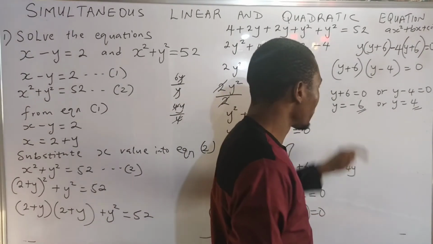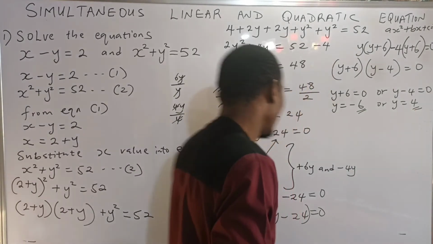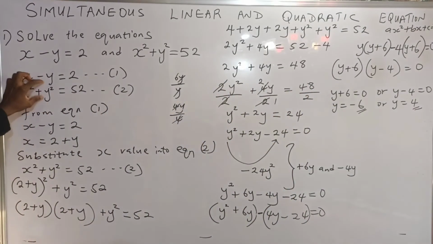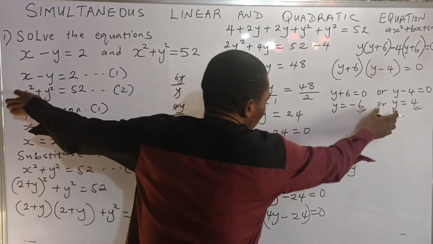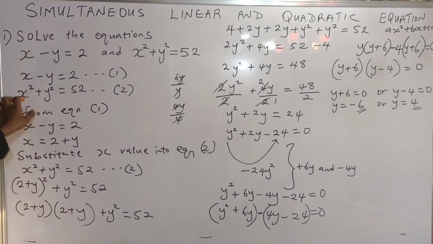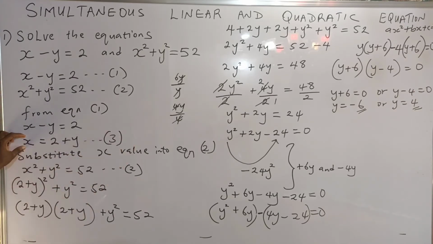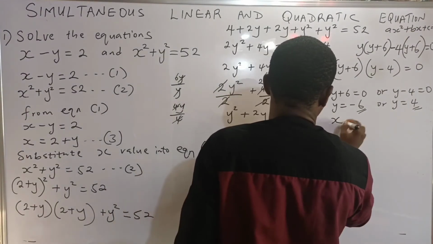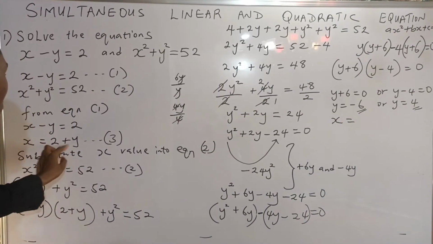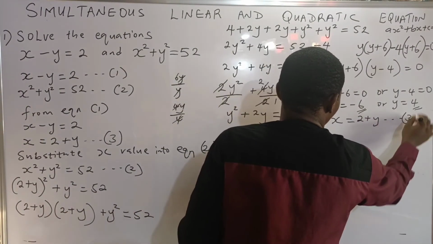Since we've succeeded in finding the values of y, we also want to find the values of our x, because our two terms consecutively contain x and y. So having found the values of y, we also want to find the values of our x. And what are the values of our x? Let me consider this equation as equation 3. Equation 3 says x is equal to 2 plus y. This is my equation 3.